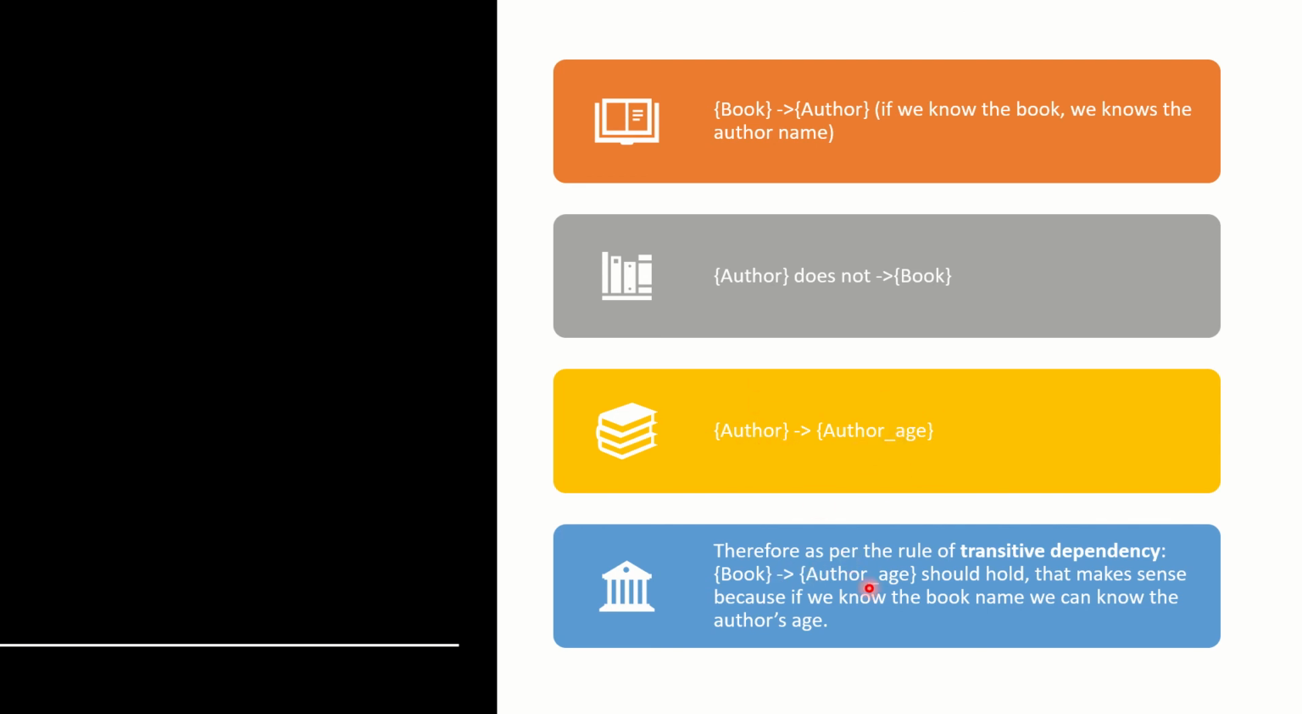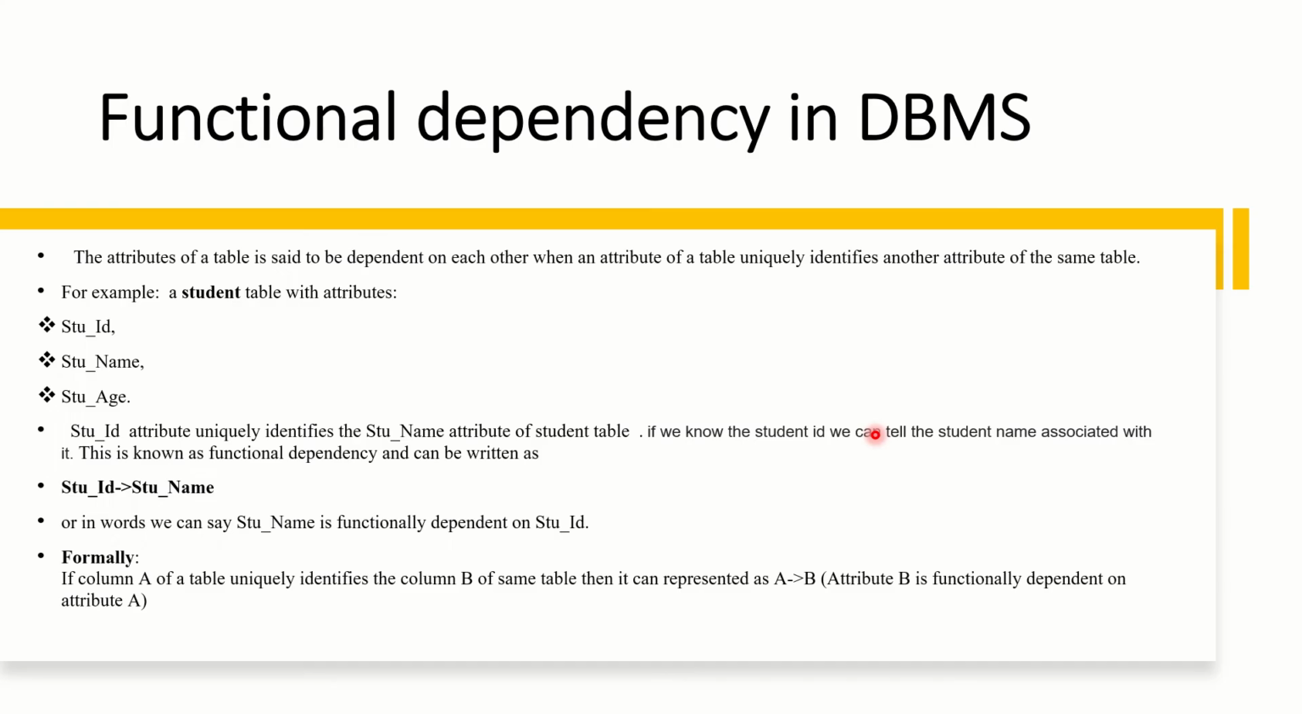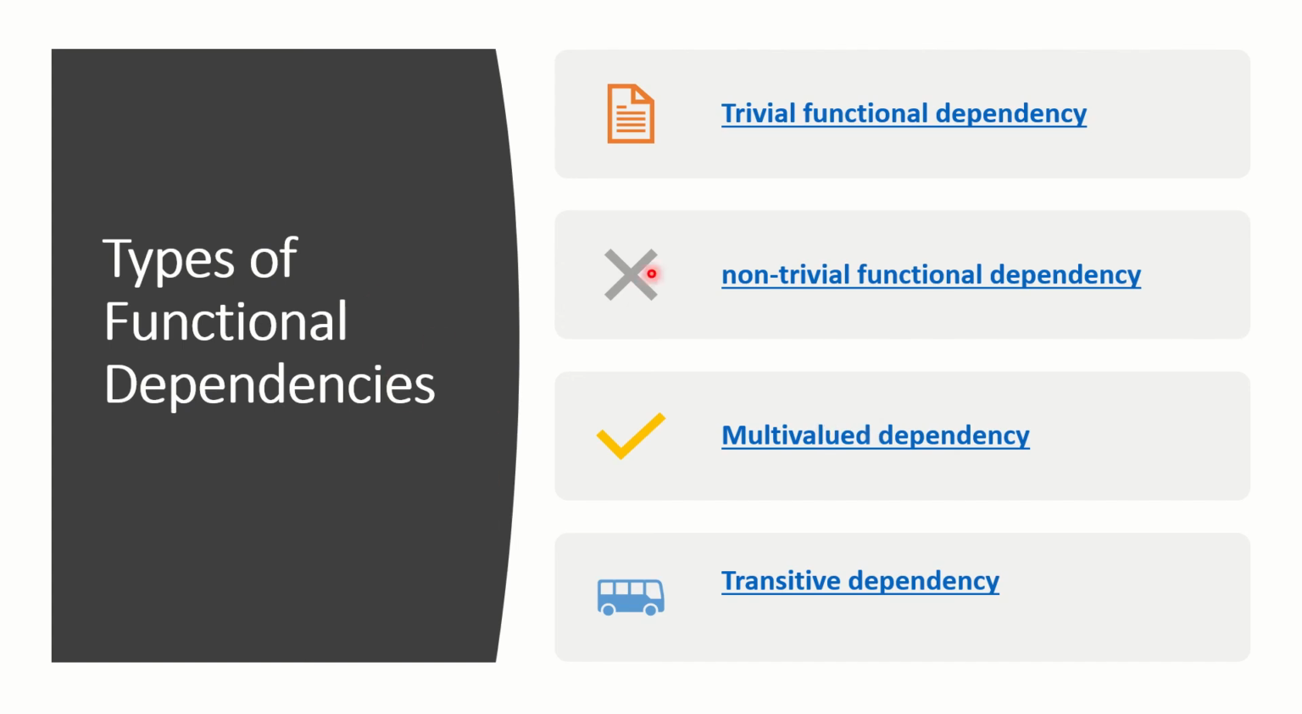Okay. So in this example, as per the rule, there exists a transitive dependency from book to author age. So here the first condition is x implies y, then y does not imply x, then we can say that x implies z. So this is the transitive dependency. So these are the four different types of functional dependencies: trivial, non-trivial, multi-value and transitive dependency.